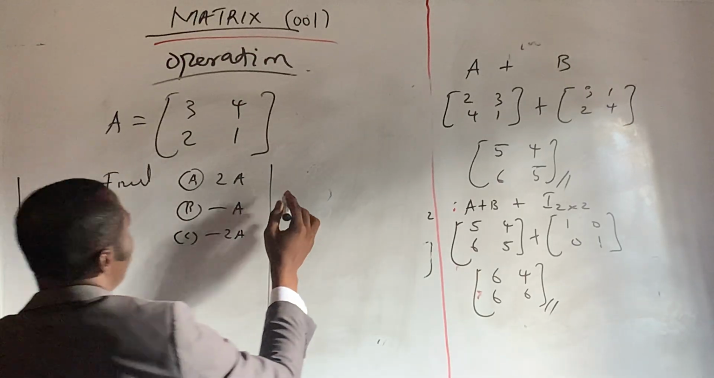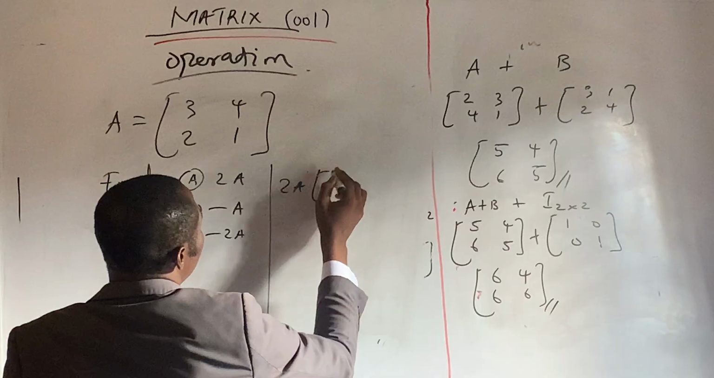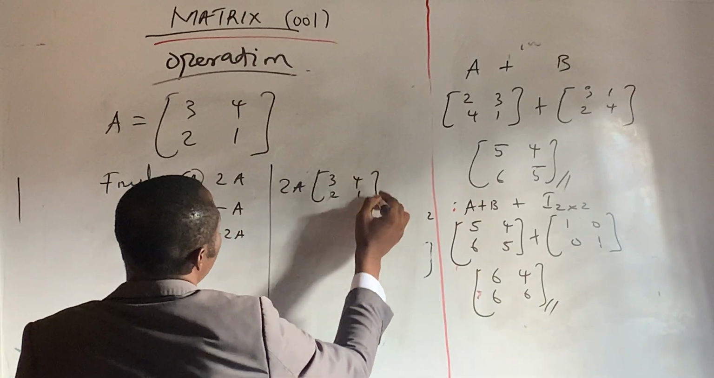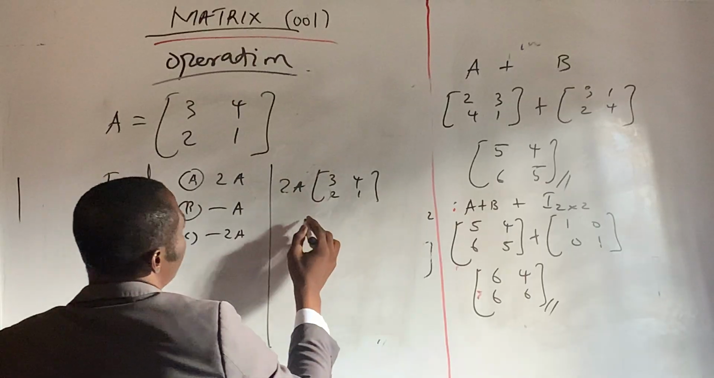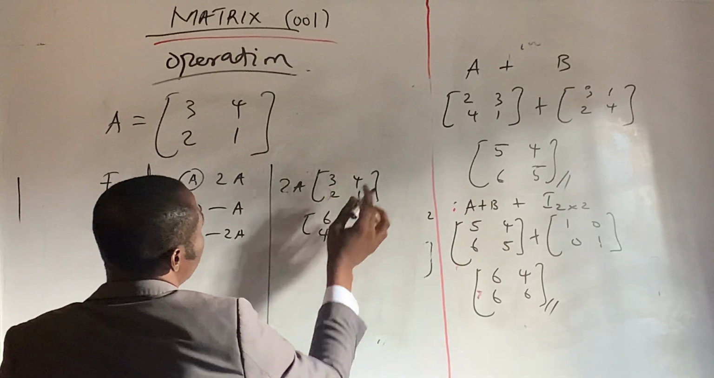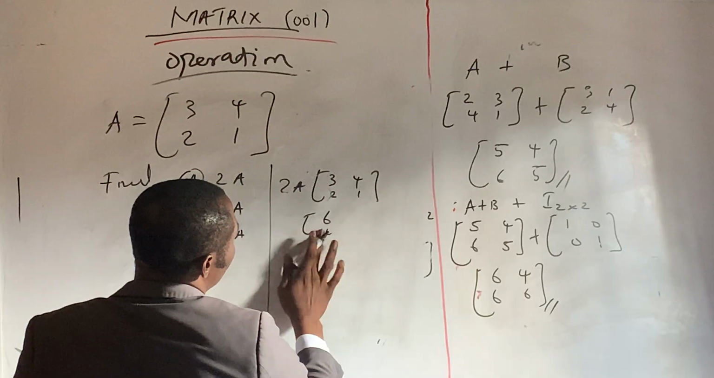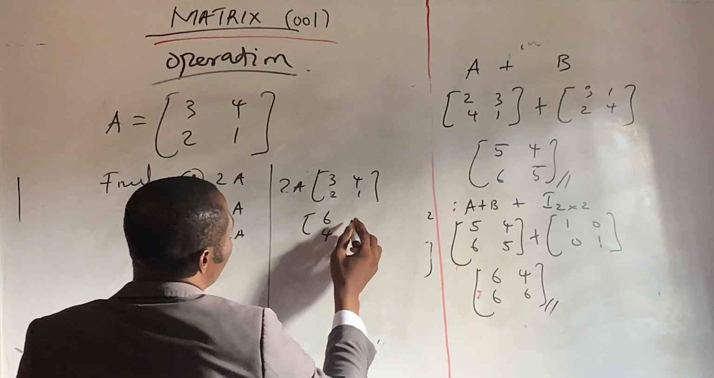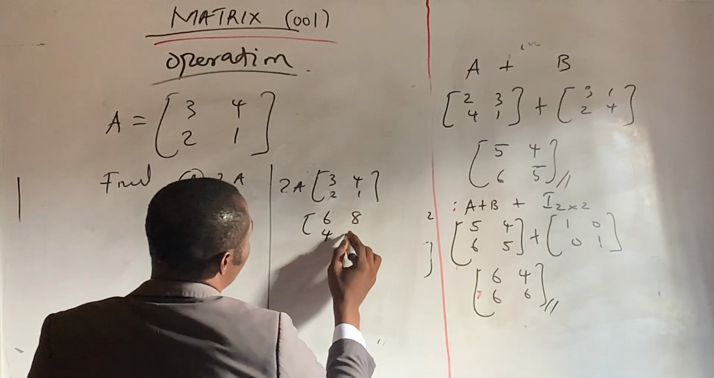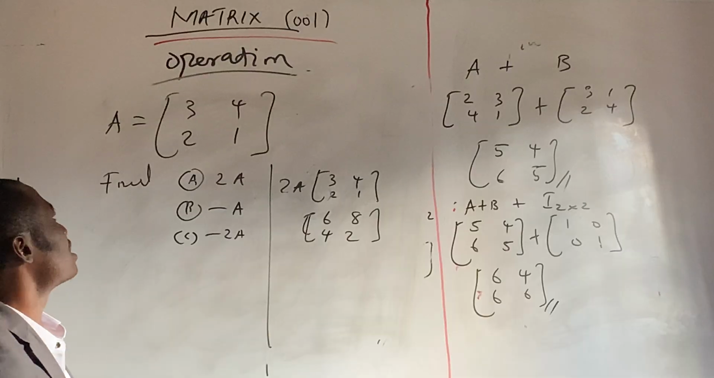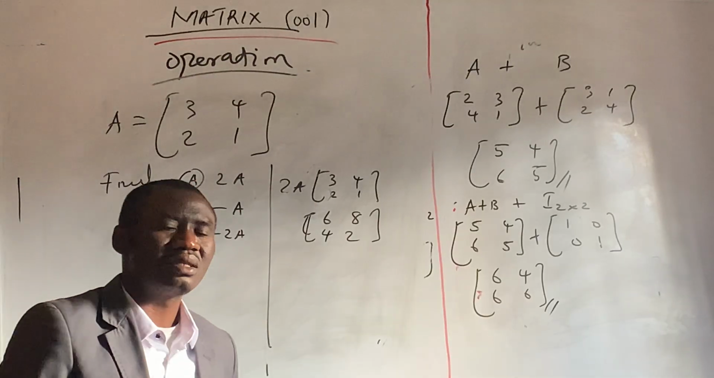The first one is 2A. 2A is simply the multiplication of all these values by 2. Now let's multiply the values by 2. 2 times 3, that will give me 6. 2 times 4, that will give me 8. 2 times 2, that will give me 4. 2 times 2 is 4. 2 times 4, that will give me 8. 2 times 1, that will give me 2. So this is the value of 2A. 2A means you're multiplying everything in the bracket by 2.